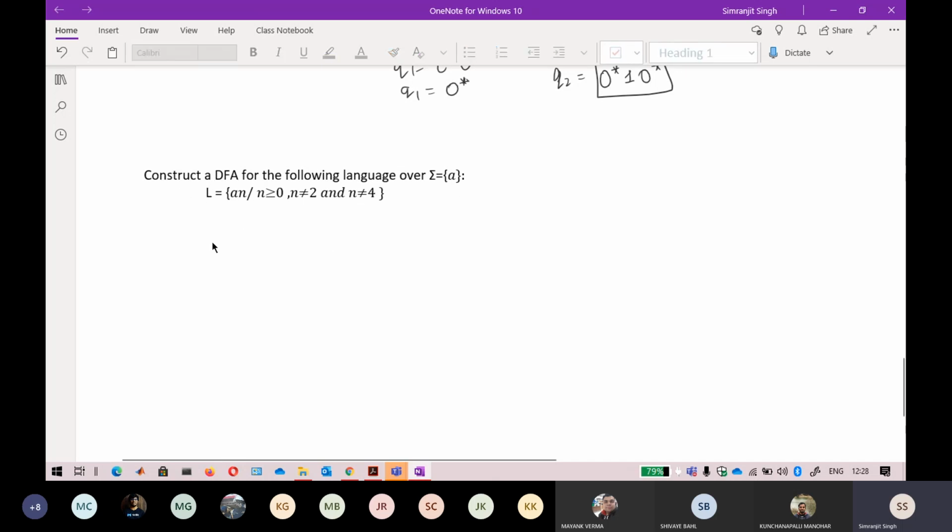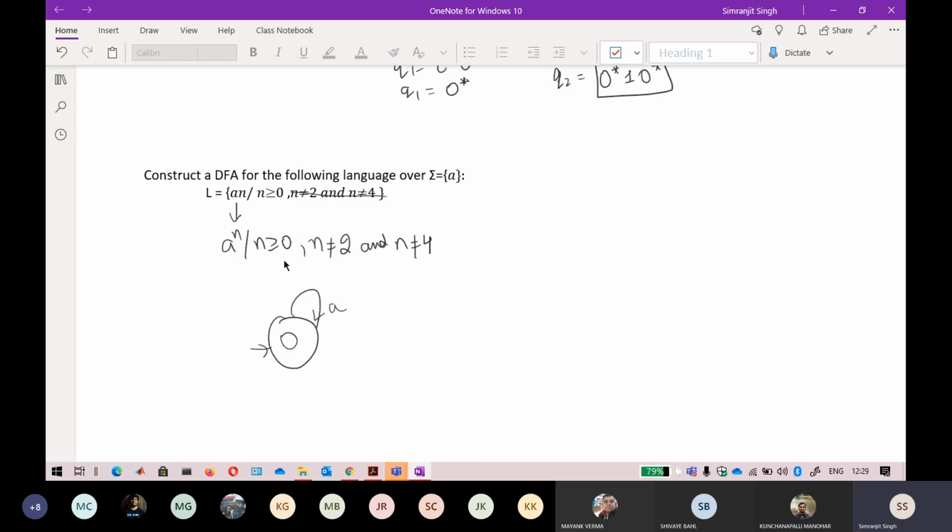It is saying a raised to power n, where n is greater than or equal to 0, and there are two conditions: n should not be equal to 2 and n should not be equal to 4. If those conditions were not written here, you could directly design the automata like this, which would be very easy. But since they are written, at that point you just have to make a non-final state, but afterward you can again do it like this. Just try it. I think you get my point here. Try it, you will get the solution.